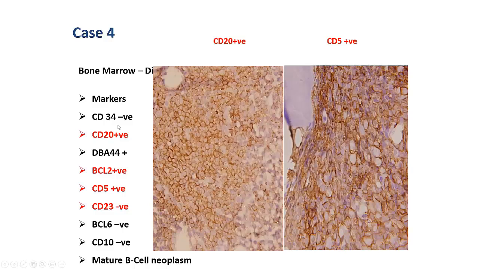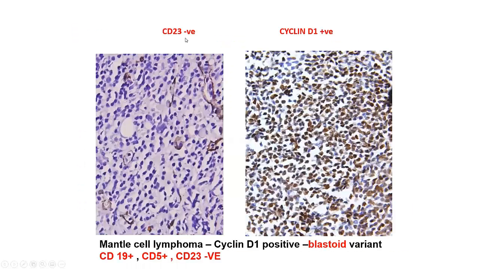And secondly, since CD34 were negative and CD10 were negative, we knew that this is not a precursor B-cell neoplasm, but this is a mature B-cell neoplasm. And BCL6 was negative, ruling out Burkitt. CD10 was negative, which ruled out follicular lymphoma. And this is CD23, that was negative. Cyclin D1 turned out to be positive. Cyclin D1 is a nuclear stain, and you find all the cells are positive. So mantle cell lymphoma, this it was.